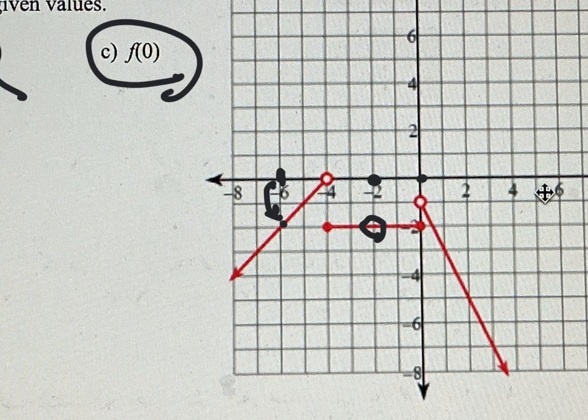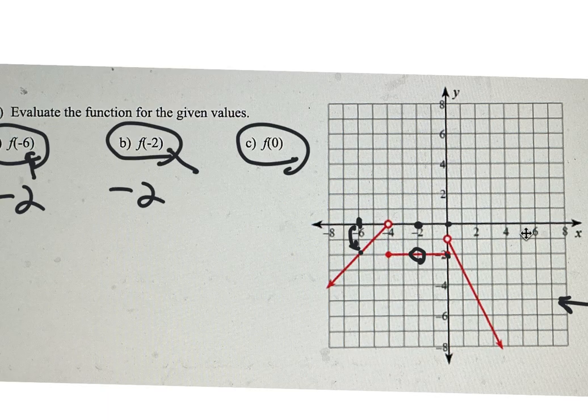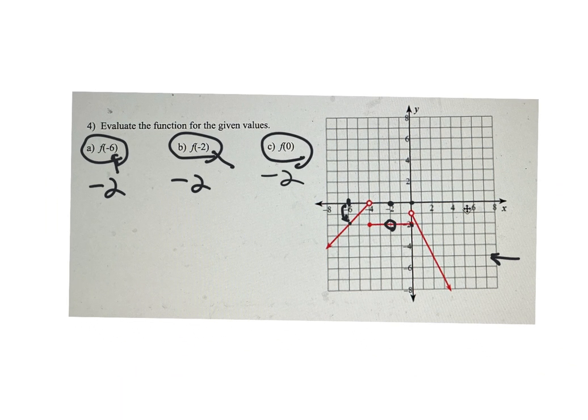Where's the filled in circle? The filled in circle is right there, which is at, was that -2? So that means the answer to that one's also -2. That was weird. All 3 answers -2. Not sure how that happened. Pretty cool though.